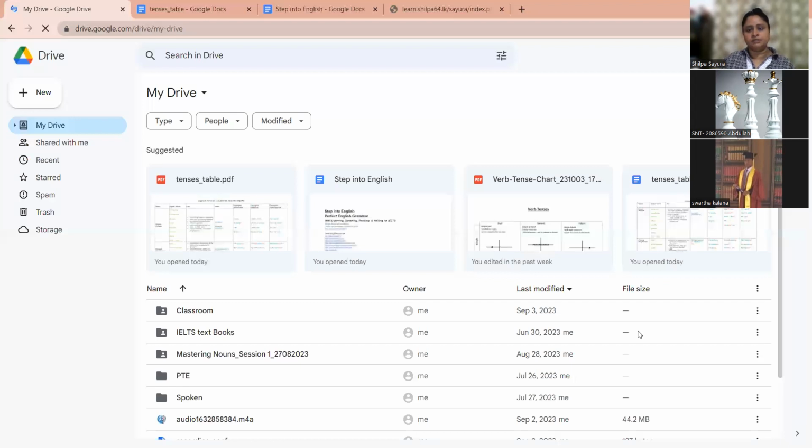So shall we do a small test? Or shall we just discuss the negations, the negative form? Can you see the screen? I hope you can. I will share my screen with negatives.